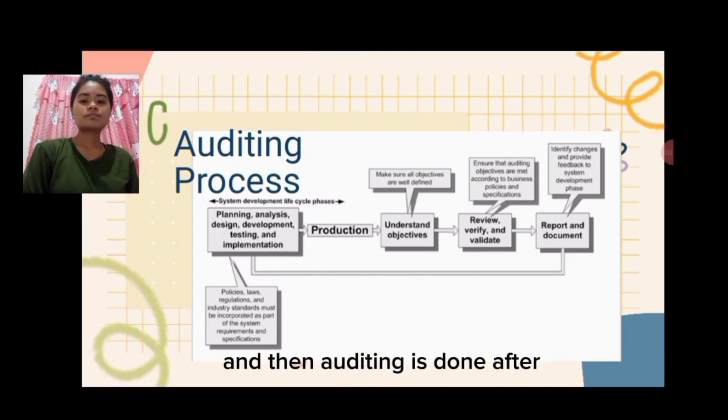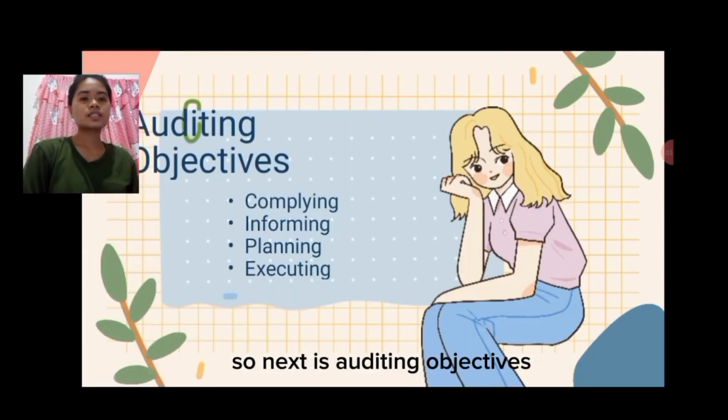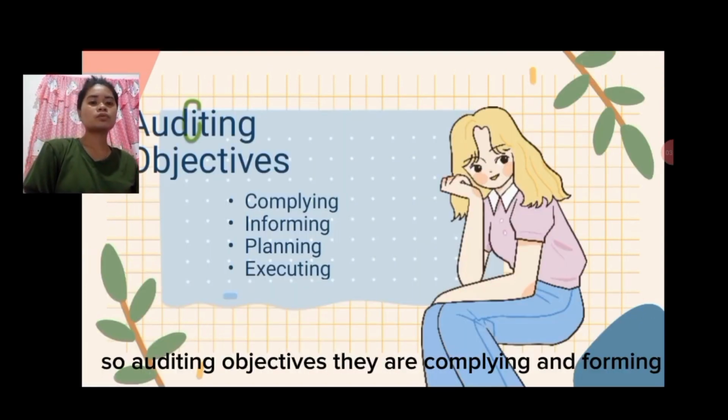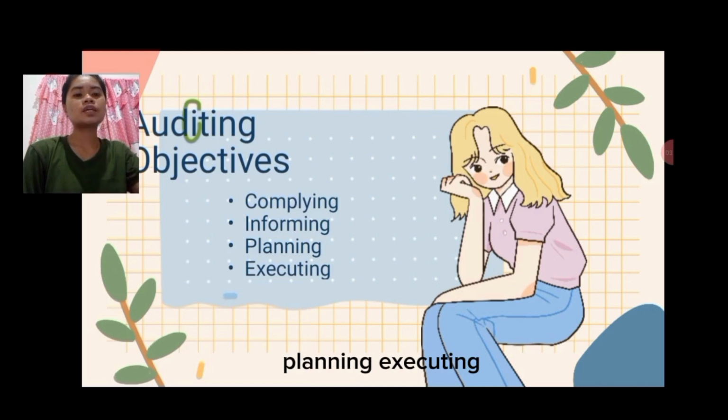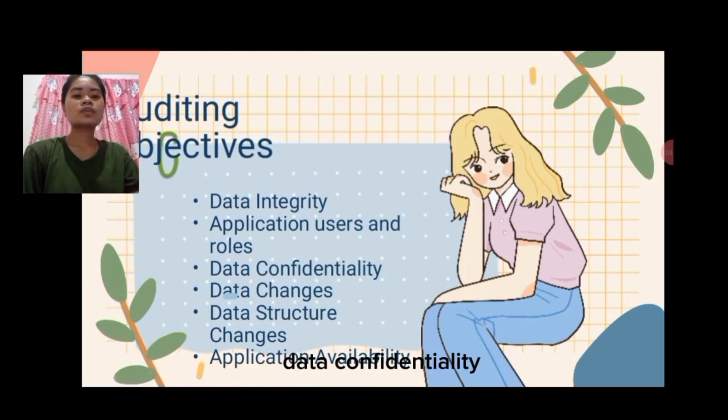And then auditing is done after the product is commissioned into production. So next is auditing objectives. The auditing objectives are complying, informing, planning, executing, data integrity, application users and rules, data confidentiality, data changes, data structure changes, and lastly, application availability.